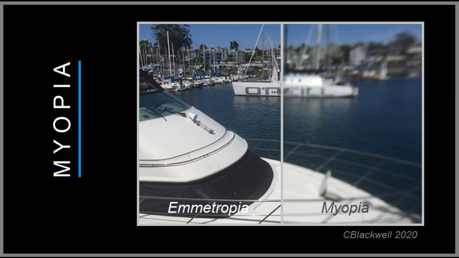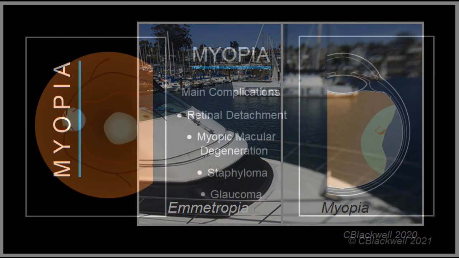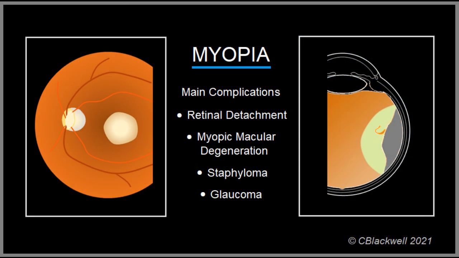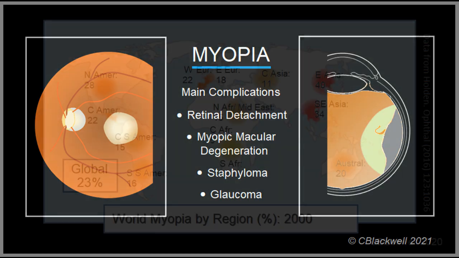Myopia, or nearsightedness, is well known as a cause of blurry distance vision. But it has a less well-known side, risks it poses to eye health. For example, it is associated with retinal detachment and a form of macular degeneration.